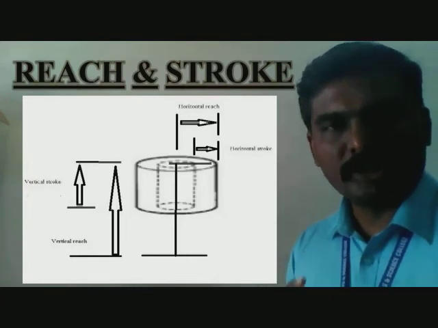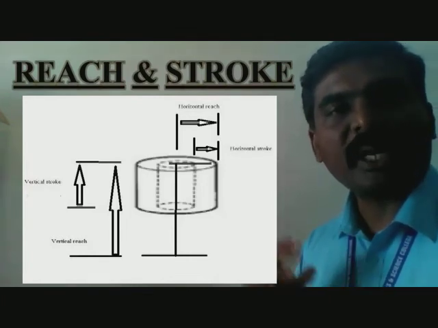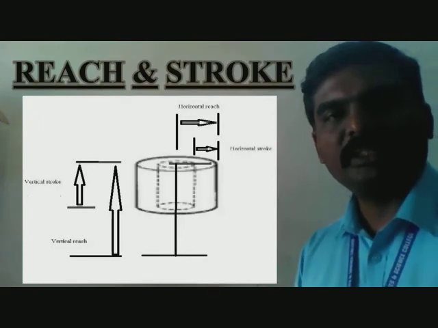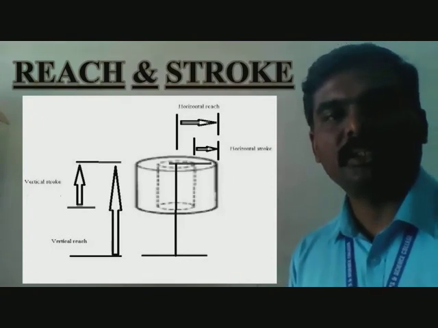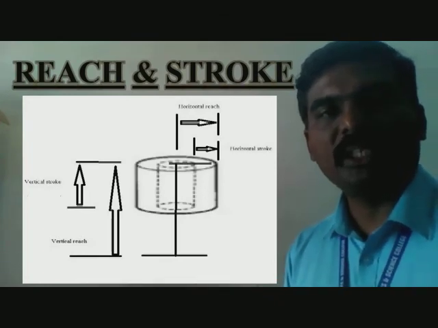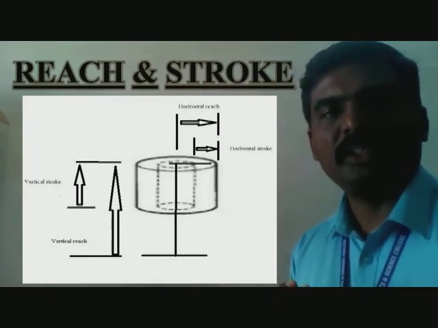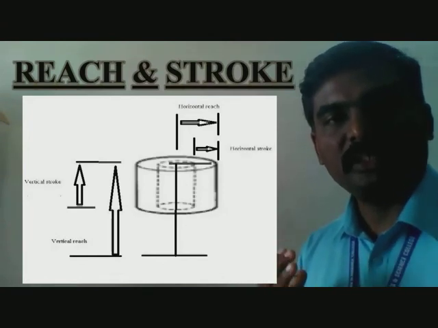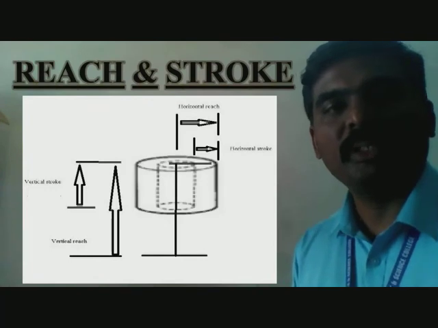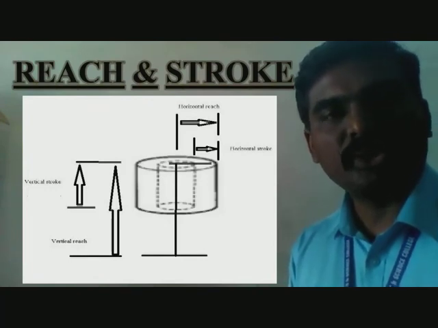If the wrist point can reach a maximum point from the center point, that distance is called horizontal reach, and the minimum distance the robot wrist can reach inward, or the distance between that minimum point and the maximum point, is called horizontal stroke.